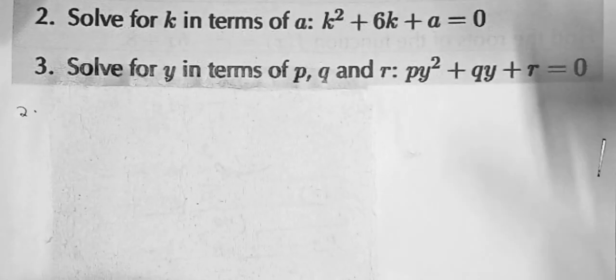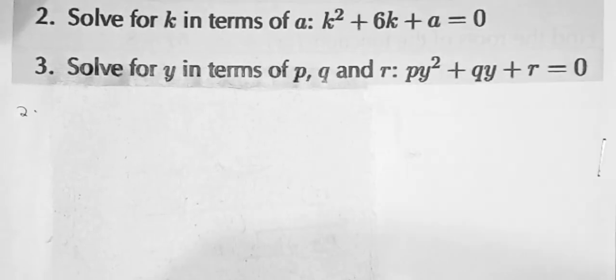for k in terms of a. So k squared plus 6k plus a is equal to 0. So how do we solve for k?